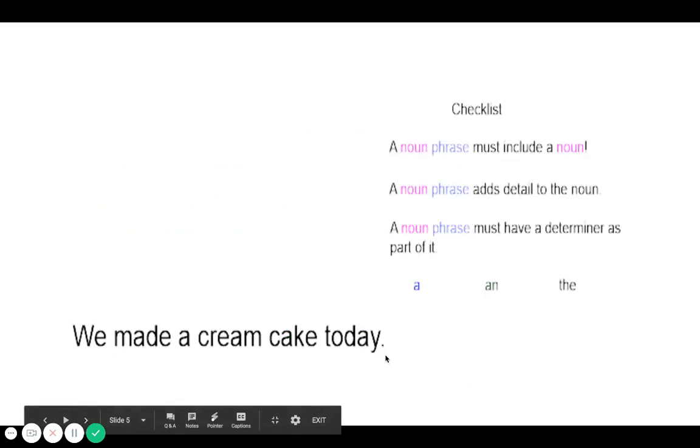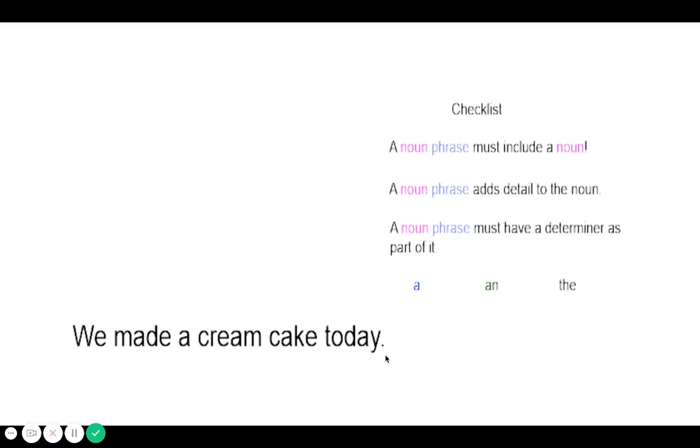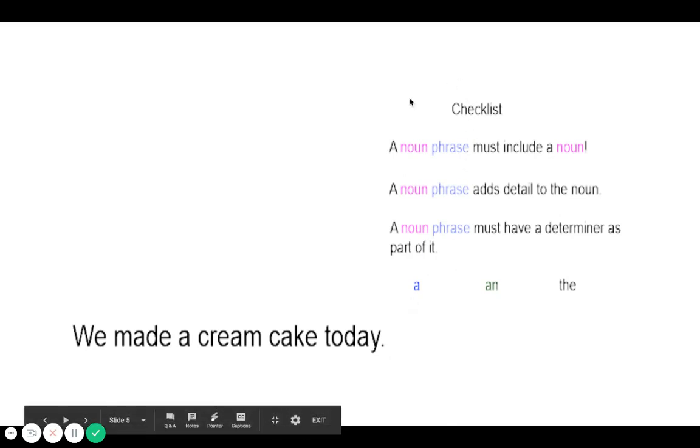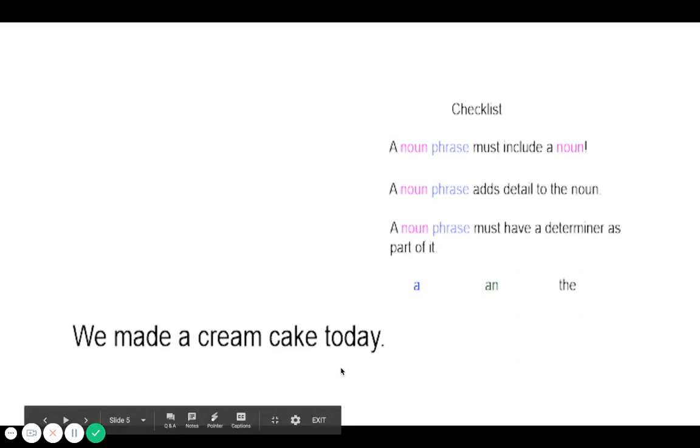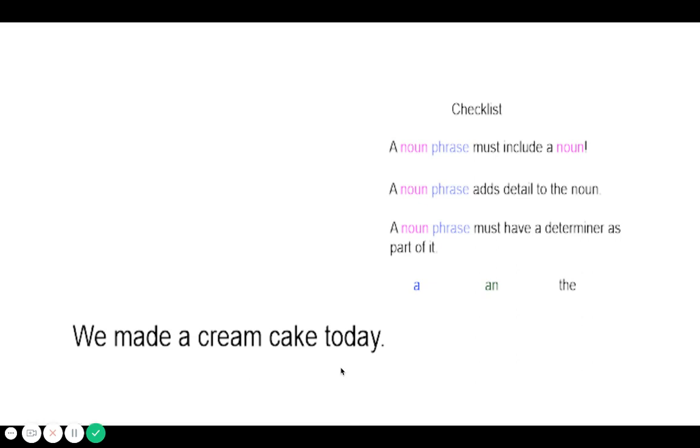So let's have a look at this first sentence. We made a cream cake today, and let's have a look at our checklist over here. The first point we need to think about is a noun phrase must include a noun. So if we go back to our sentence, have a look through it, pause the video and see if you can identify a noun in it.